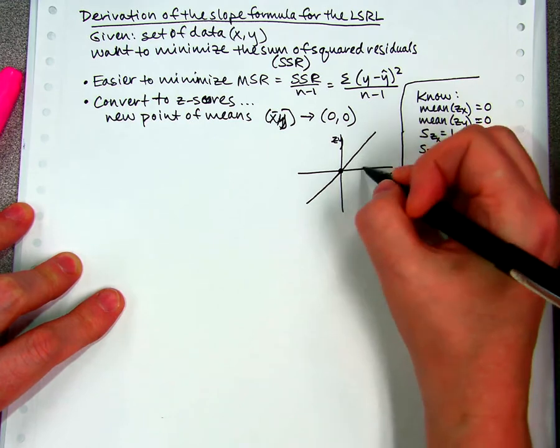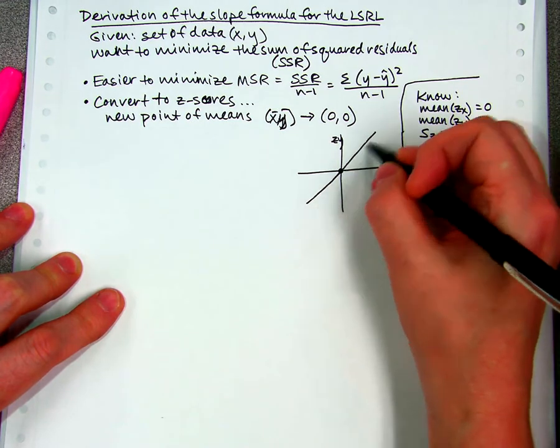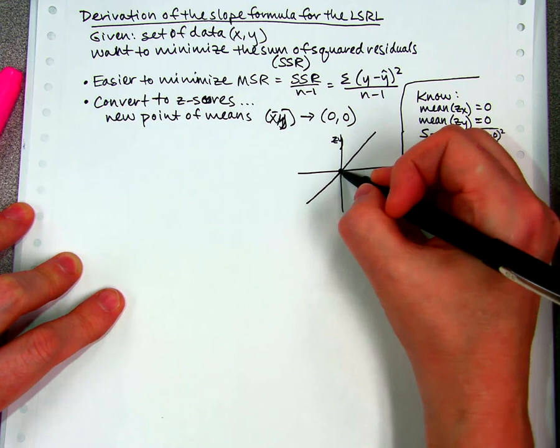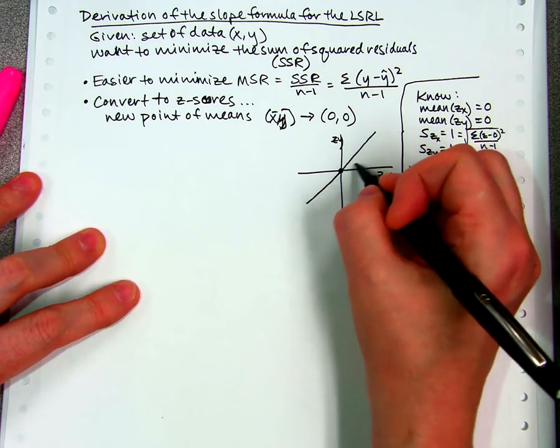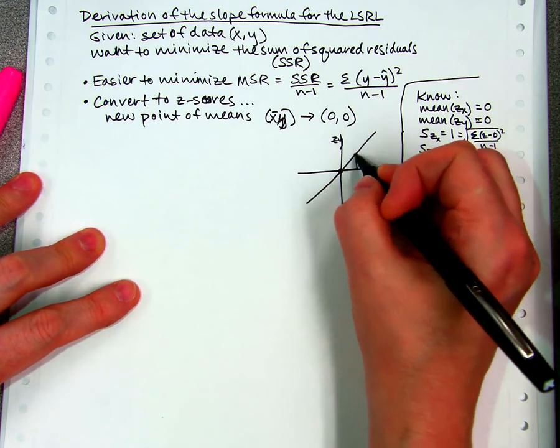And that means that my slope that I'm looking for is more important than the y-intercept. The y-intercept is 0 now. That's one of the reasons I converted to z-scores. So let's call the slope m, because you're used to working with m.